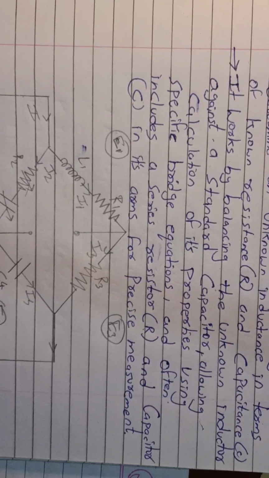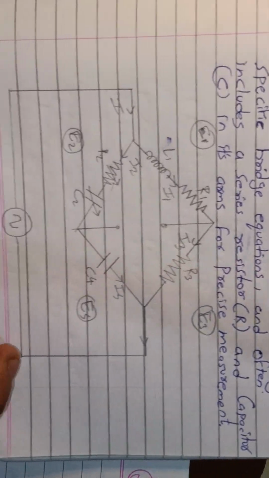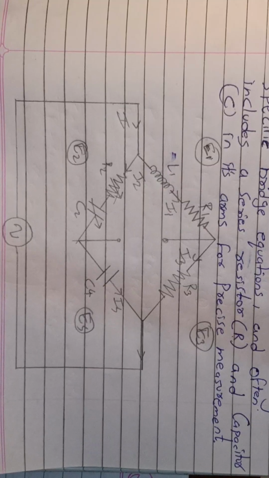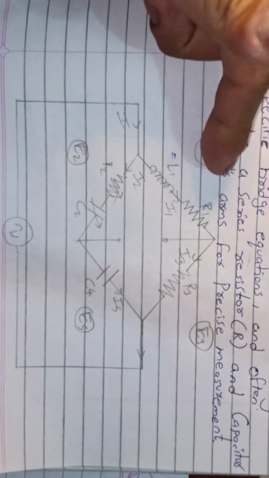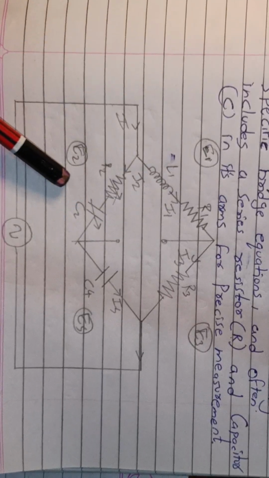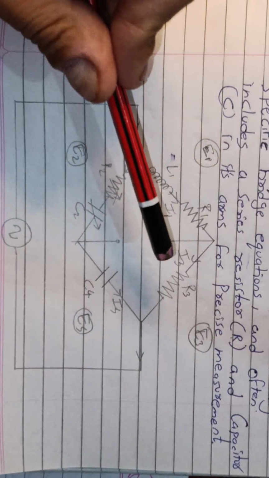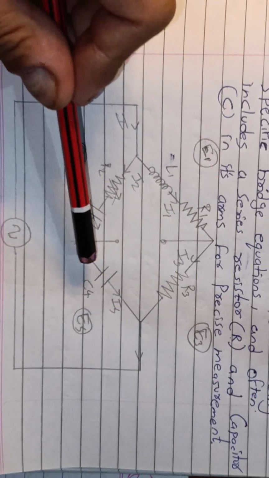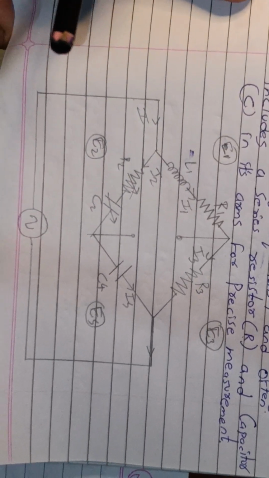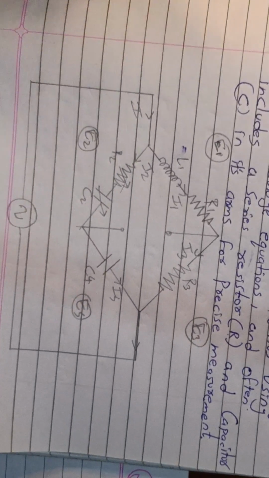So here is the circuit diagram of the bridge. It contains 4 arms. Arm 1 contains an inductor in series with a resistor. Arm 2 contains a capacitor in series with a resistor, arm 3 contains only a resistor, and arm 4 contains only a capacitor. Here we will give the AC supply because it is an AC bridge.